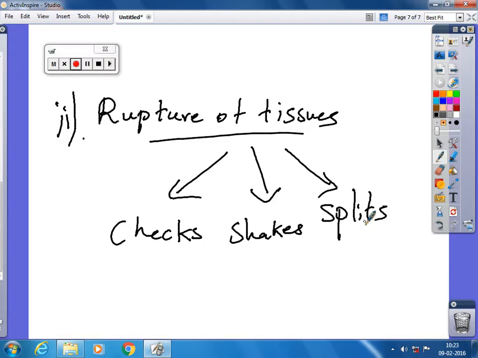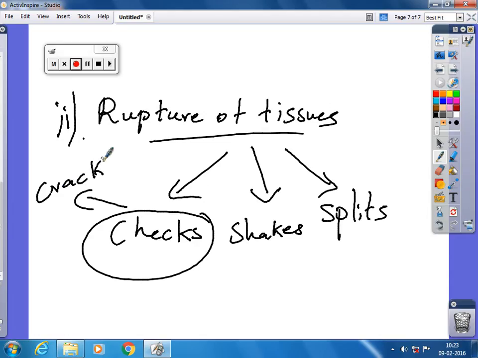Let's discuss about checks. What do you mean by checks? A check is a crack or a lengthwise separation of timber. A check is a crack or a lengthwise separation of a timber.